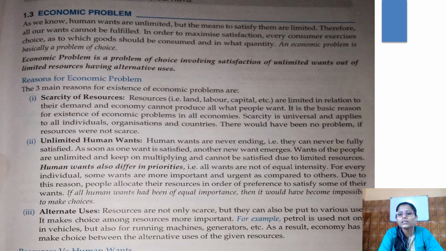Next is alternate uses. Alternate uses means you have an option to choose something. That is, resources are not only scarce but they can also be put to various uses. It makes choice among resources more important. For example, petrol is used not only in vehicles but also in running machines, generators, etc. As a result, the economy has to make a choice between alternative uses of given resources. You can use the petrol not only in vehicles, you can use petrol in running machinery, running generators, etc.